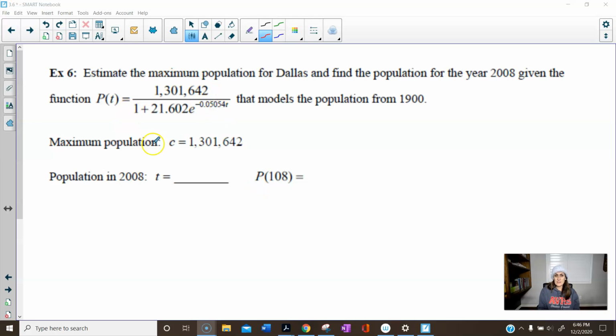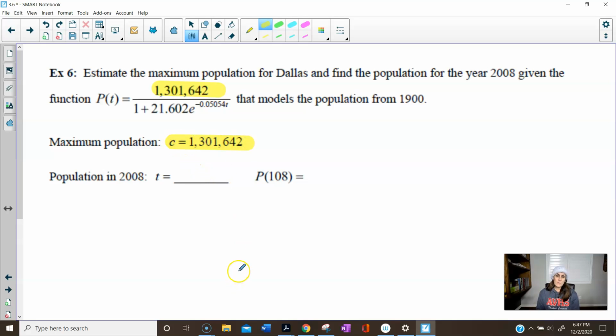This is the formula here of the logistic function. It looks super complicated, but it's not. The top number is the maximum amount of people, so that's always really easy. Estimate the maximum population for Dallas. Okay, so the maximum population is that number right there.